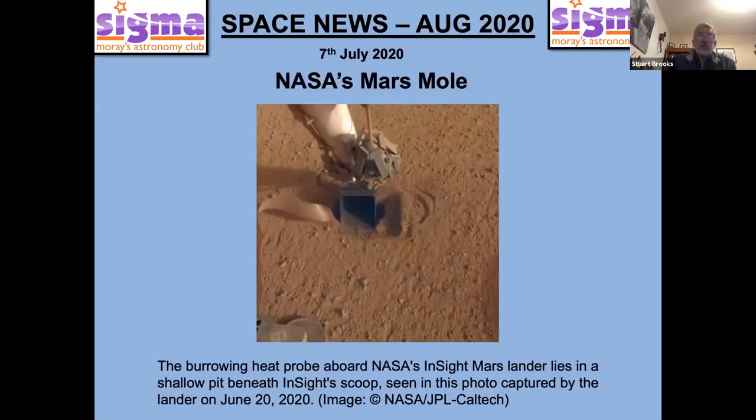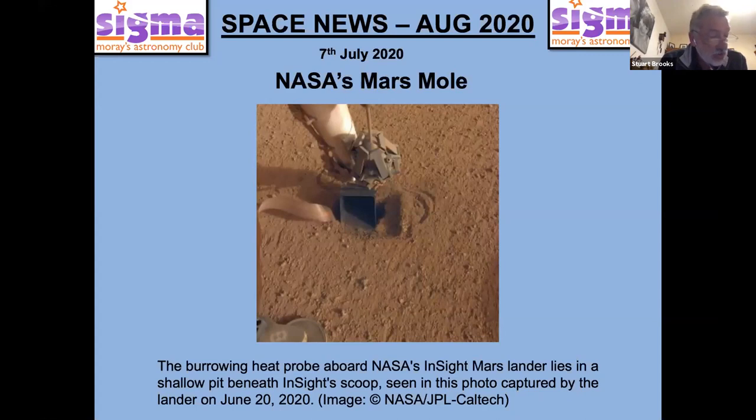Right, the other one update, if you remember, NASA's Mars mole, which wasn't actually driving down into the planet, was being assisted by the bucket on the end of the robotic probe, and they thought they'd solved the problem. It turns out that they haven't solved the problem.